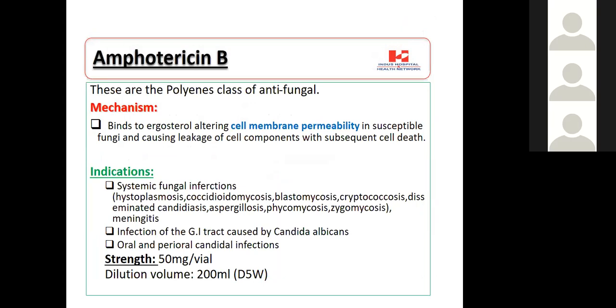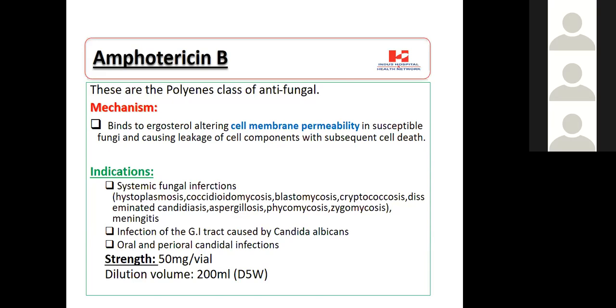Most commonly used in the hospital is amphotericin B, from the antifungal class. It binds to ergosterol, altering the cell membrane of the fungus microbe, and it's indicated for systemic fungal infections. There is a variety of fungal infections, like Cryptococcus or Candidemia, where it can be used. Aspergillus, mucormycosis, cryptococcal meningitis, and infections of the GI tract caused by Candida albicans, it can be used in these.